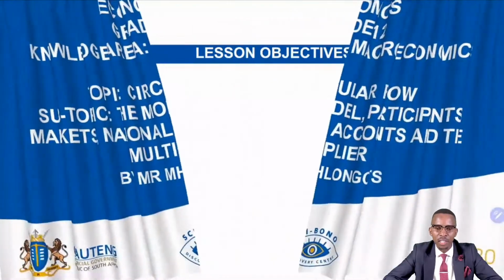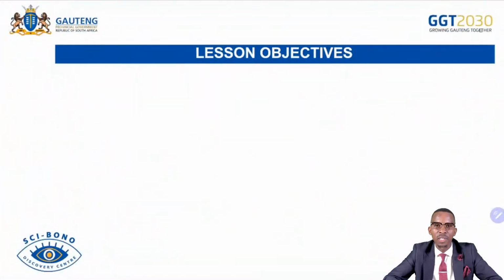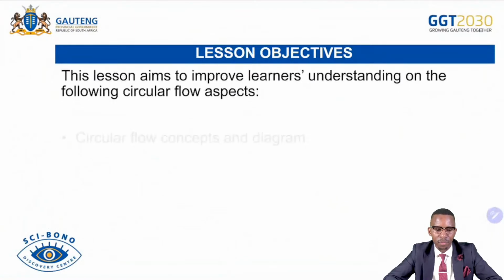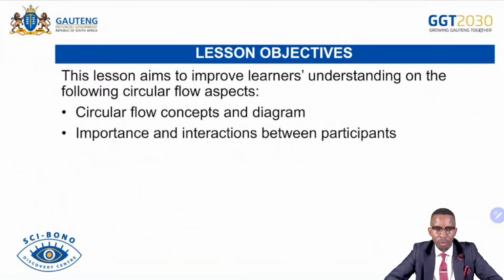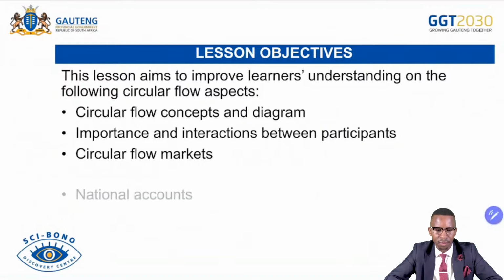So the following are the lesson objectives that will be achieved during the course of this lesson. After this lesson, you will be able to draw and explain circular flow and its concepts. You will be able to discuss the importance and the interaction between participants in the circular flow. You will also know how to discuss circular flow markets. Remember, that's an essay for our current examination guideline.